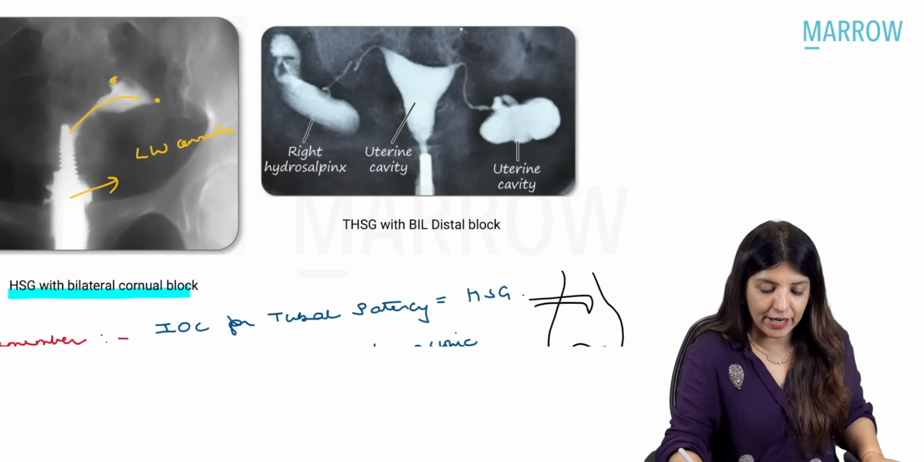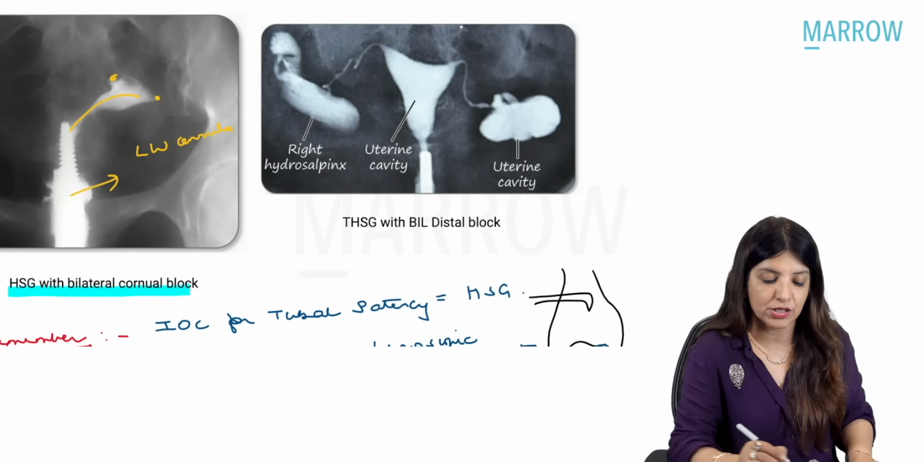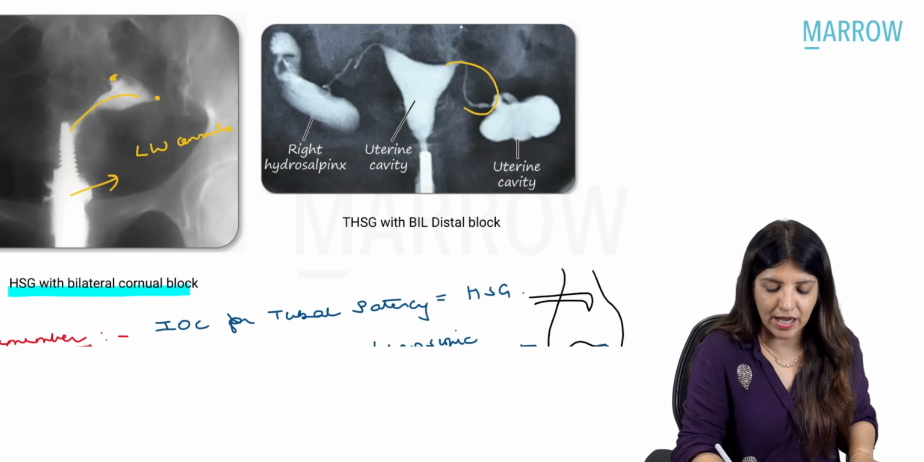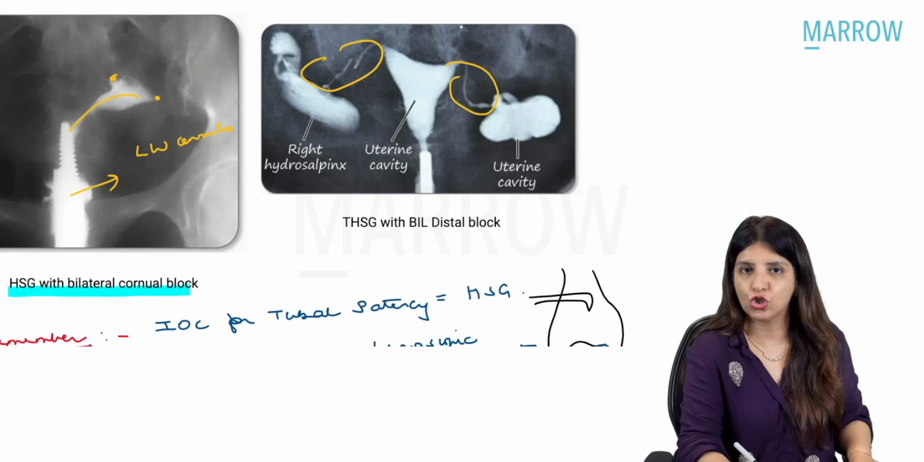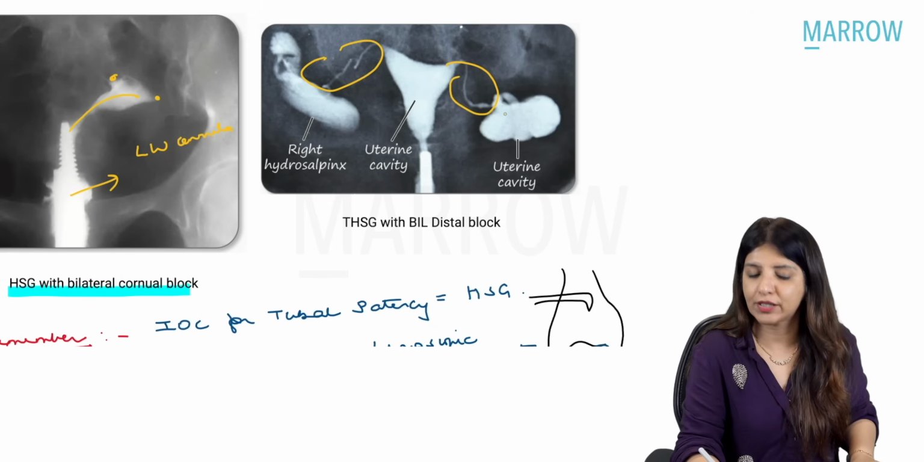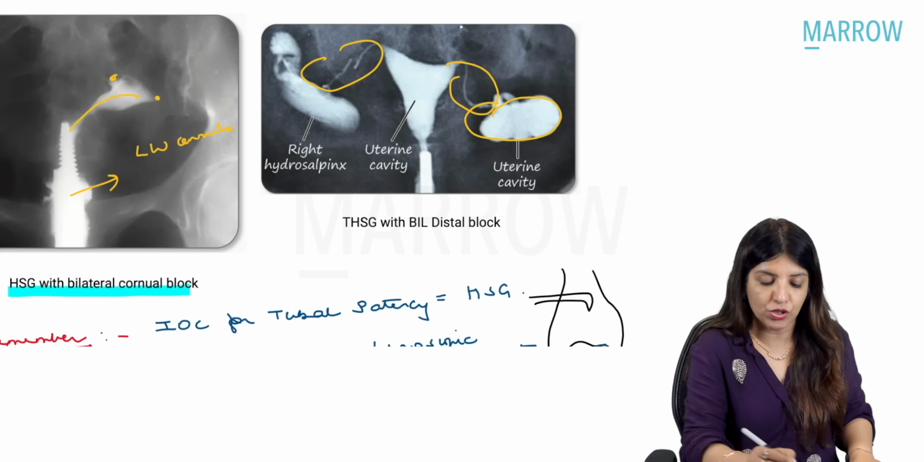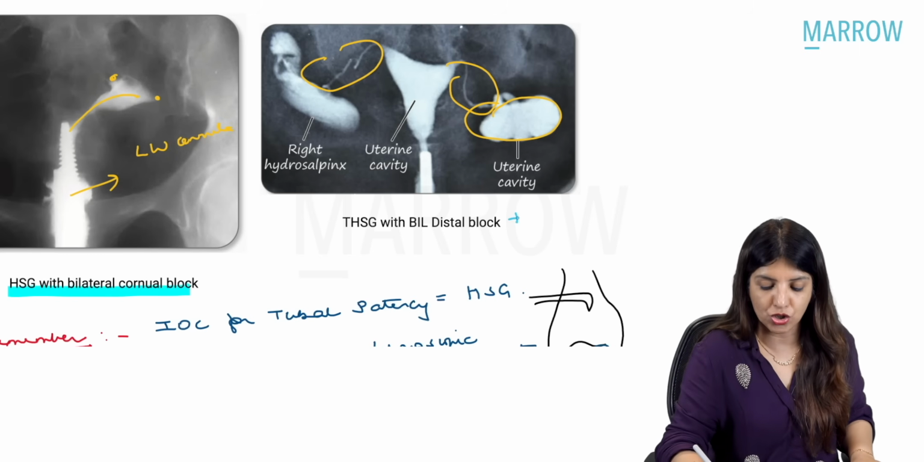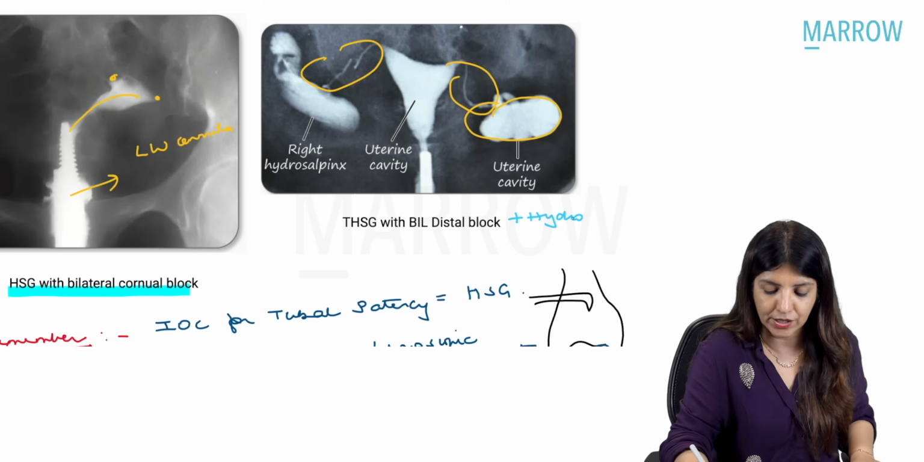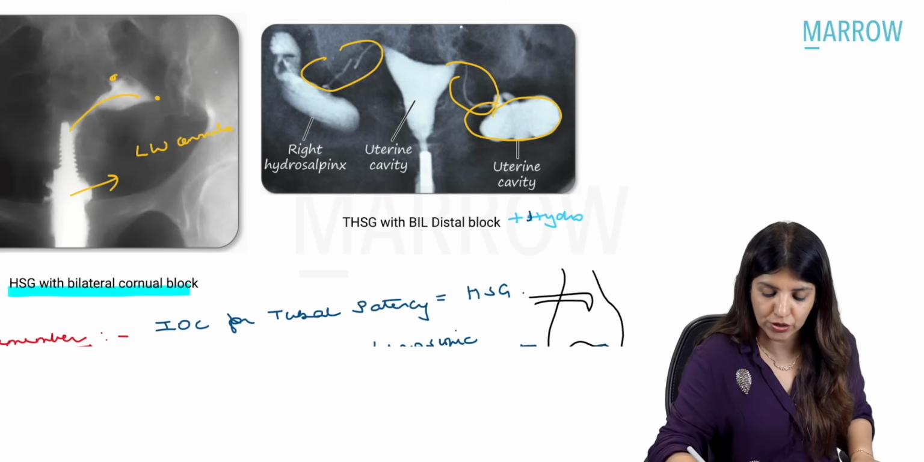A second kind of block can be a block like this, where you see that the dye has gone inside the fallopian tube and then it has not come out, and the distal ends of the fallopian tubes are also swollen. So this is a bilateral distal block, plus you are getting a hydrosalpinx.